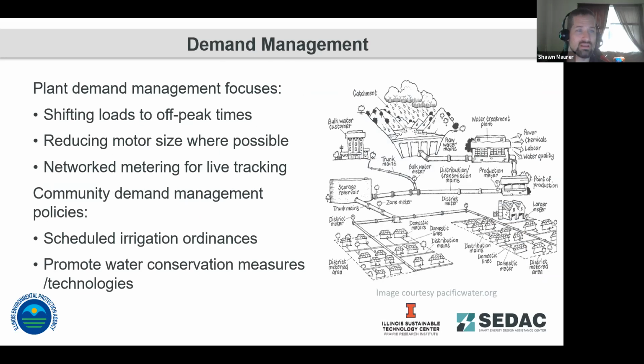Looking at demand management, on the plant side, we're looking at shifting peak loads to off-peak times, whether that's shifting pumping runtime so that you're filling a storage reservoir when you're at a low demand period, and then letting your pumps run at an average speed even during high demand because you've got that storage on site or at some kind of storage reservoir. We'll also be looking at reducing motor size where possible. Most plants are designed for a 20-year outlook where they've projected community growth. And if that isn't realized in a community, now you've got a facility that's oversized for the demand that it sees. And that has a big impact on your overall efficiency.